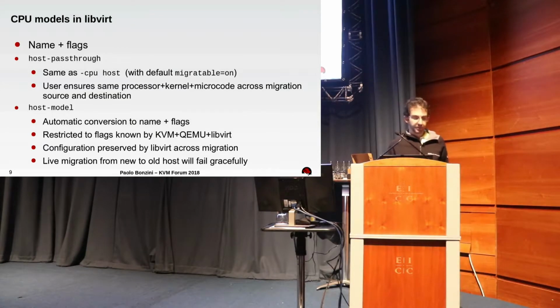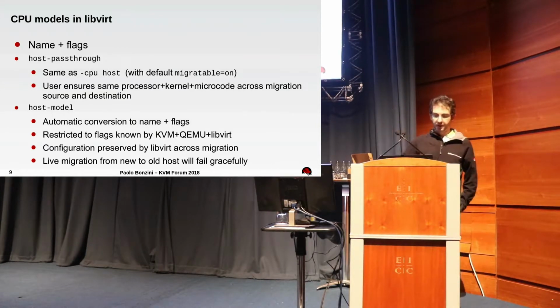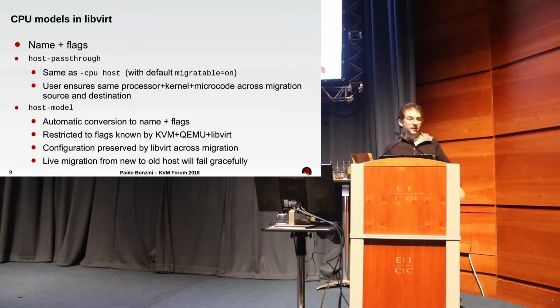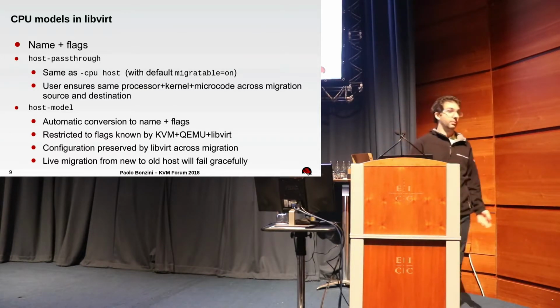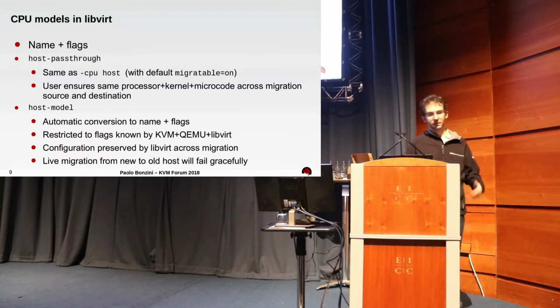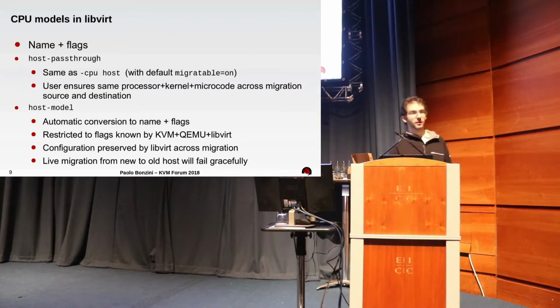The only restriction, apart from having to do live migration one way, is that if a flag is not known to any of KVM, QEMU, or libvirt, this automatic conversion to name plus flags is impossible, and so host model will be restricted to something like the default -cpu host, with the additional restriction that the flag has to be known by libvirt, not just by KVM and QEMU. A host model is a perfectly fine default in most cases. It used to be buggy, but now it's fixed.